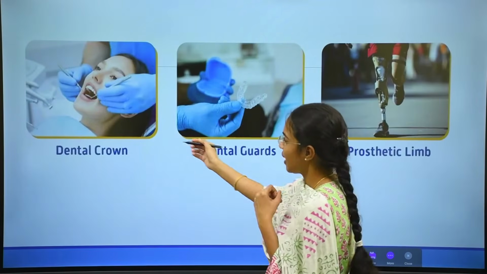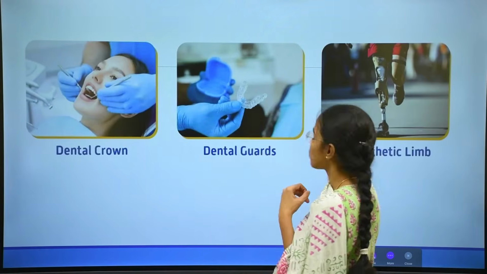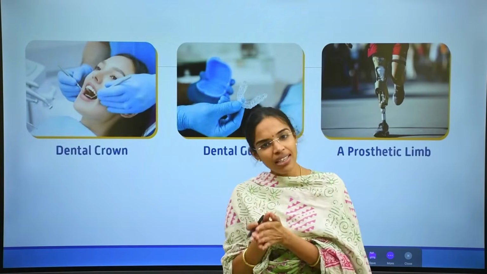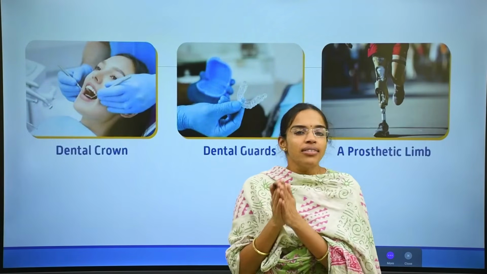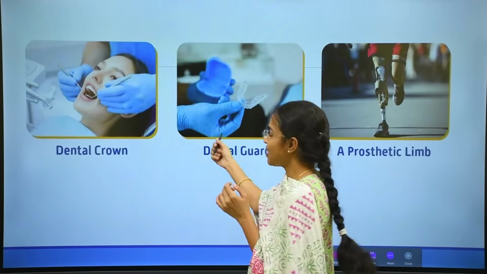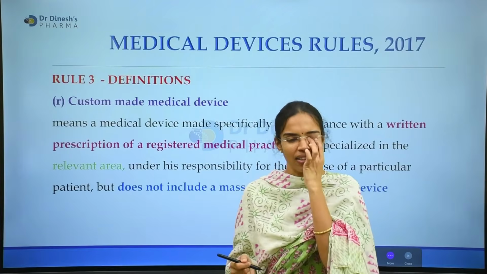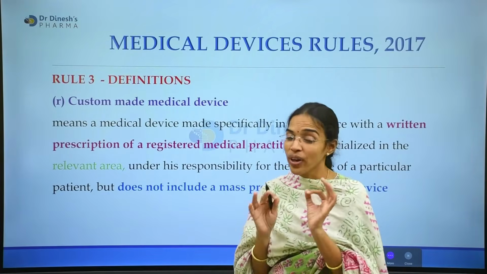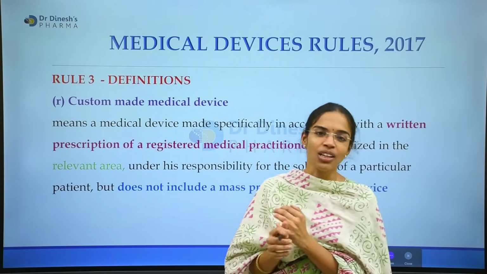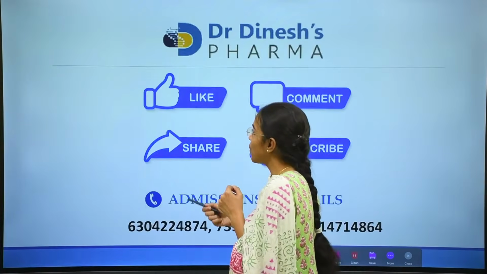Yeah, all these things like dental crowns, dental guards, prosthetic limbs, they all come under this category of custom made medical devices, which comes under 3R. Very important from the competitive examination point of view.